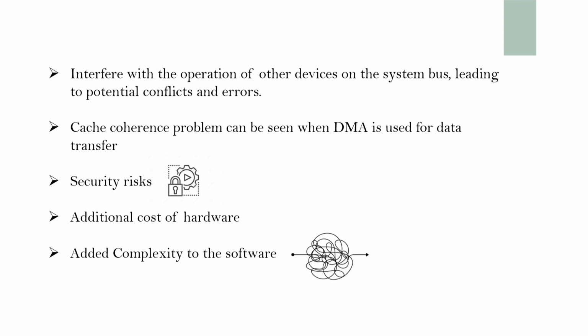Third, complexity. Implementing DMA requires additional hardware and software complexity, which can increase the likelihood of bugs and errors in the system. Fourth, limited compatibility. Some older peripheral devices may not support DMA, which limits their compatibility with modern systems that rely on DMA for high-speed data transfer. Fifth, synchronization issues. Since DMA operates independently of the CPU, it may be necessary to synchronize the data between the DMA and CPU to ensure consistency.